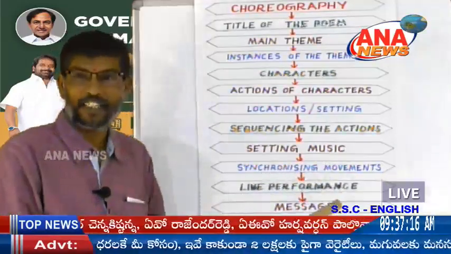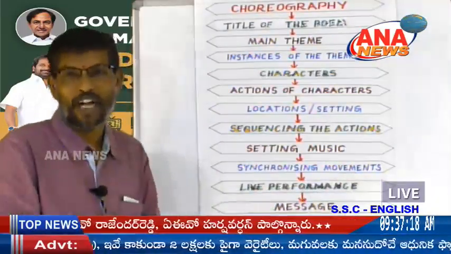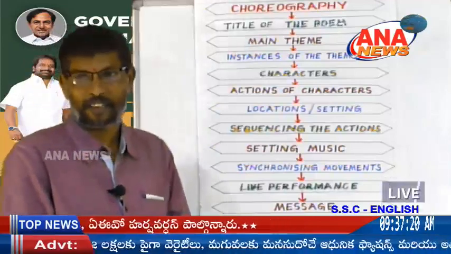Synchronizing movements. This is the most important one. You all watch songs in the movies.